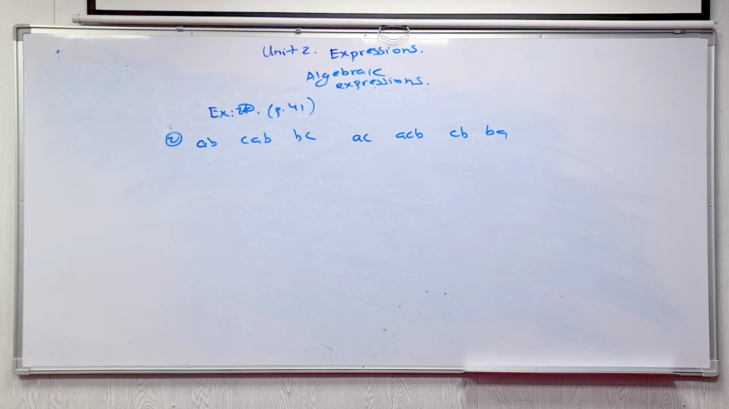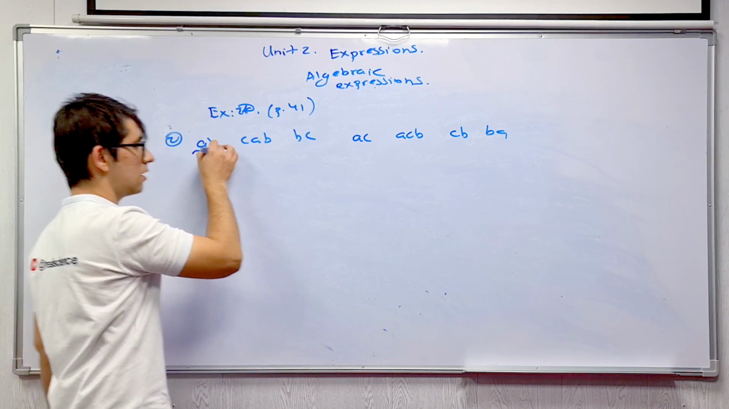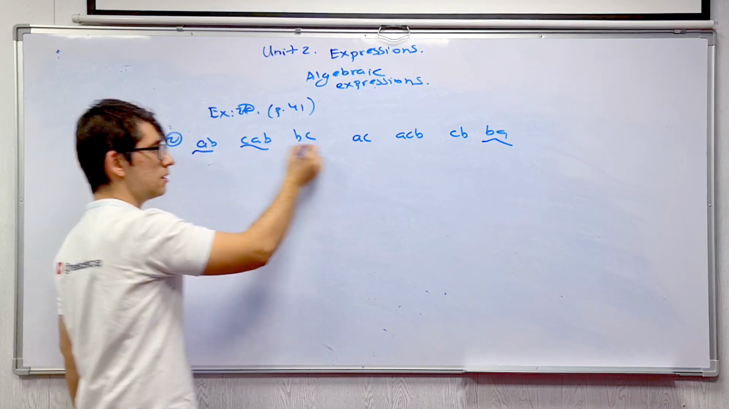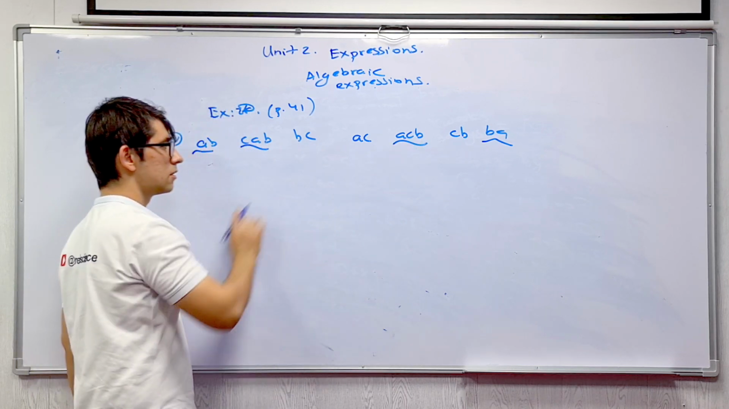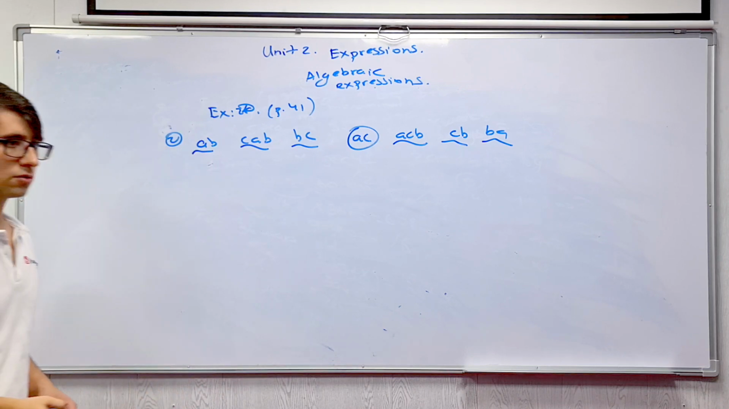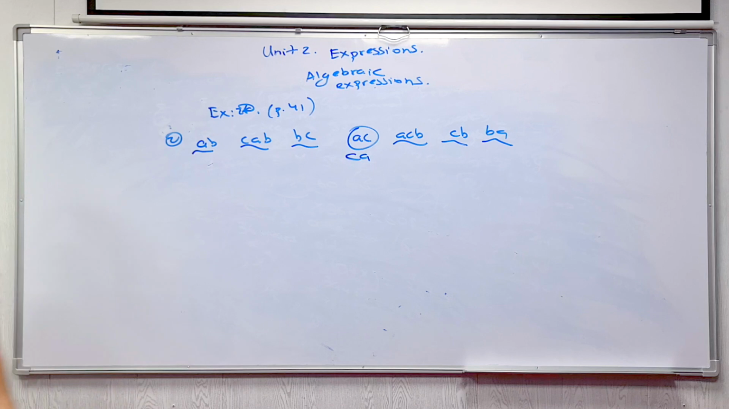So, do you have like terms here? AB and BA. More? CAB, ACB, BC and CB. So AC is the odd one out, right? If you want a like term, it will be CA. That's it, right?